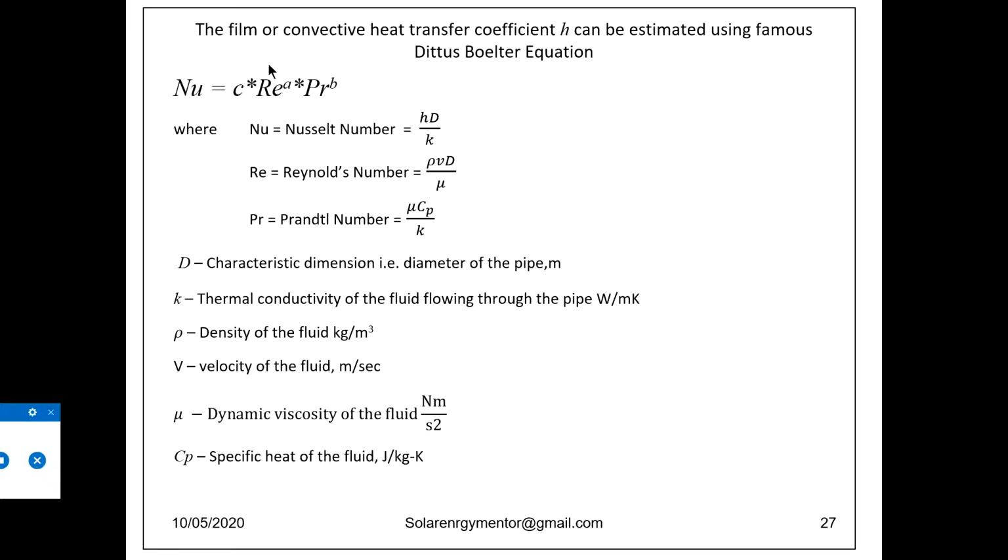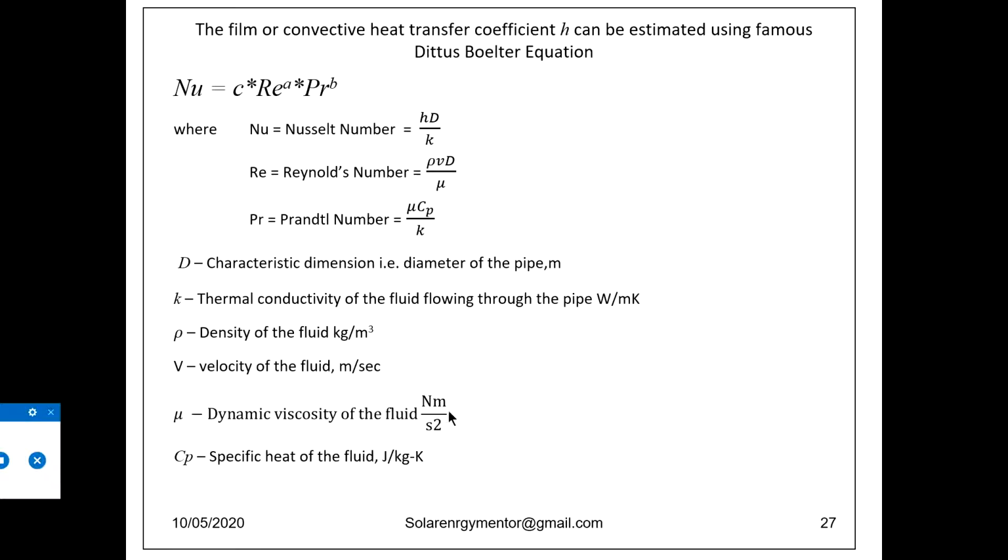So this is the famous Dittus-Boelter equation. The Nusselt number is given by the expression hD by k, in which h is the convective heat transfer coefficient, D is the characteristic dimension, and k is the thermal conductivity of the fluid. Rho is the density of the fluid, V is the velocity of the fluid, D is again the characteristic dimension, and mu is the dynamic viscosity of the fluid.